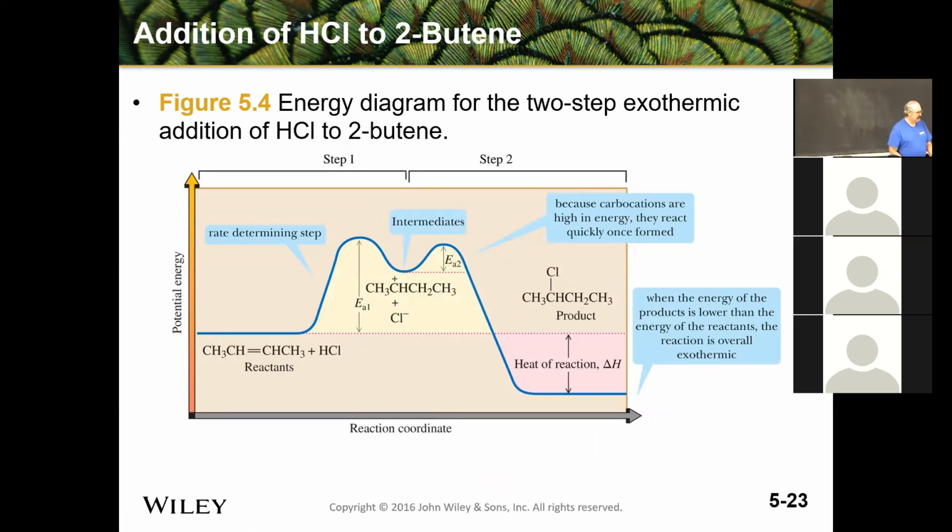This is a 2-step reaction. The first step, formation of the carbocation, is rate determining. The second step, since these are oppositely charged ions, they come together very quickly, and so there's a low activation energy, and overall this is exothermic.